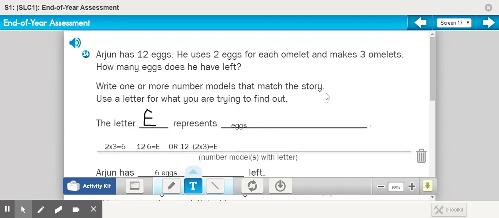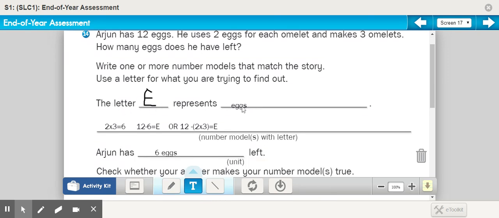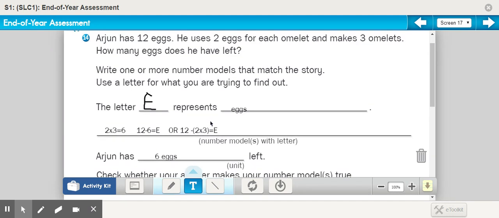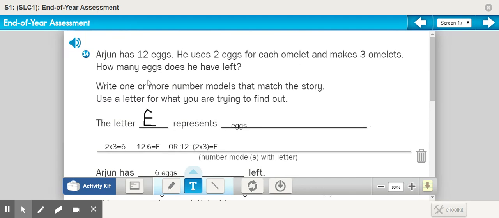Okay, I'm back with my work completed for this problem. So here you are asked to write one or more number models that match the story. Use a letter for what you're trying to find out. So we're trying to find out how many eggs are left. So I used E to represent eggs, and we call this a variable. Okay, now I have a couple different number models that I could use for this. So in the original problem, he uses 2 eggs for each omelet, and he makes 3 omelets. So looking at those 3 omelets, I want to know how many eggs were being used.